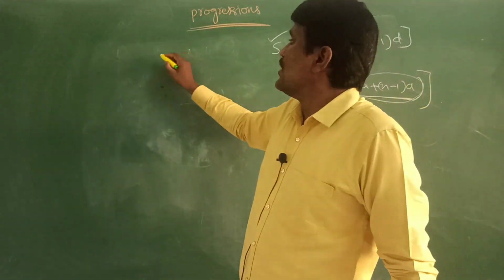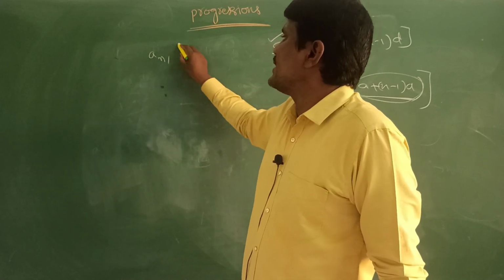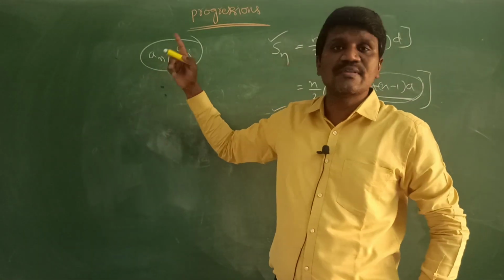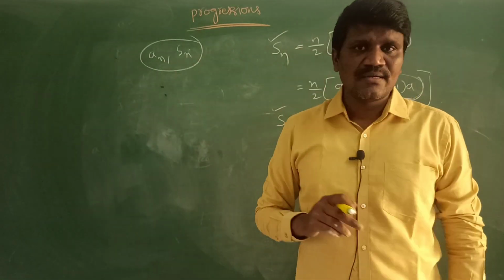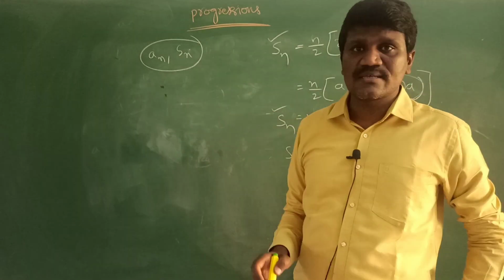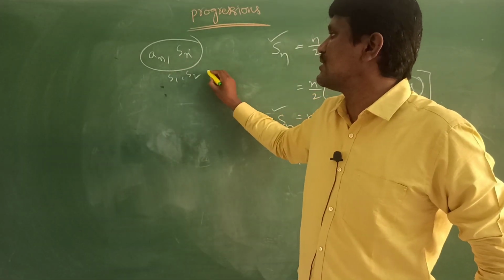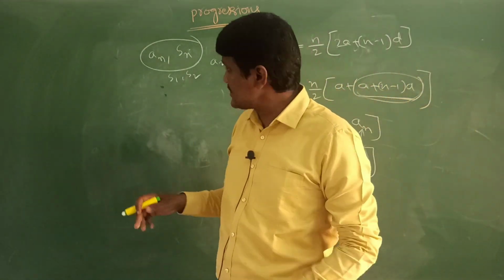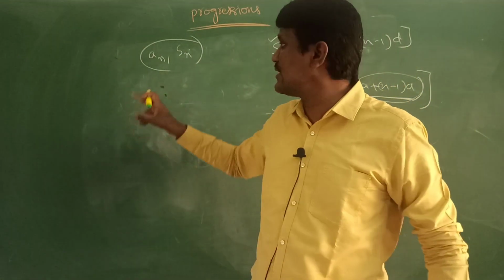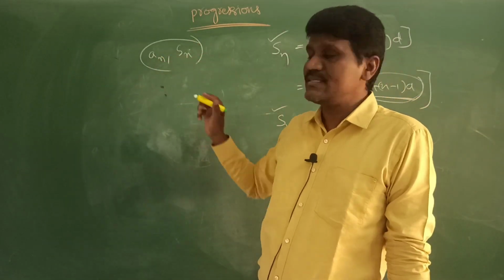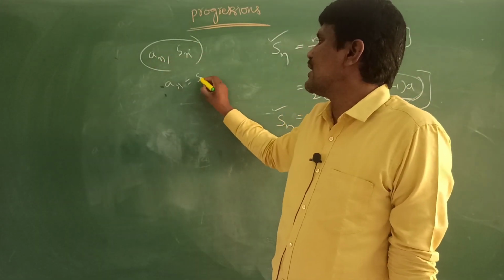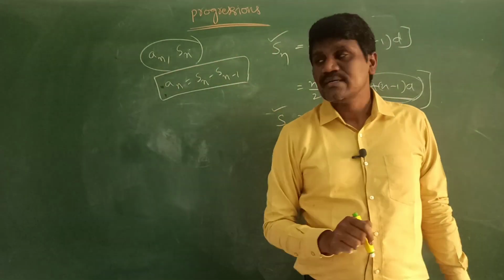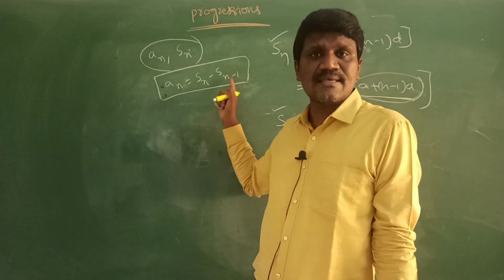If we have an and Sn, what is the relationship between these two? There is one important formula. They may ask like this: suppose S1 is given, S2 is given, then find the value of a2. So the relationship between the nth term and the sum of n terms is an is equal to Sn minus Sn minus 1. This is one more important formula: an is equal to Sn minus Sn minus 1.